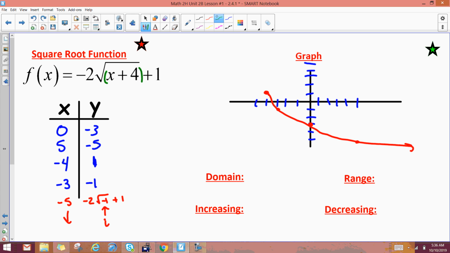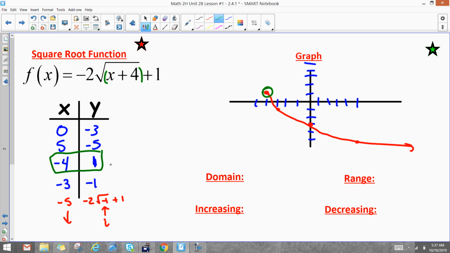Now in this problem, this happens to be our critical point. Our critical point was right here at (negative 4, 1). We're going to talk a little bit more about that in a second. So let's go through and see if we can answer some of these questions.